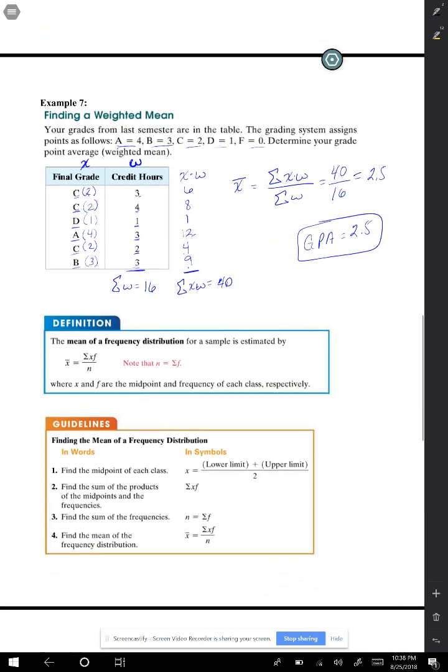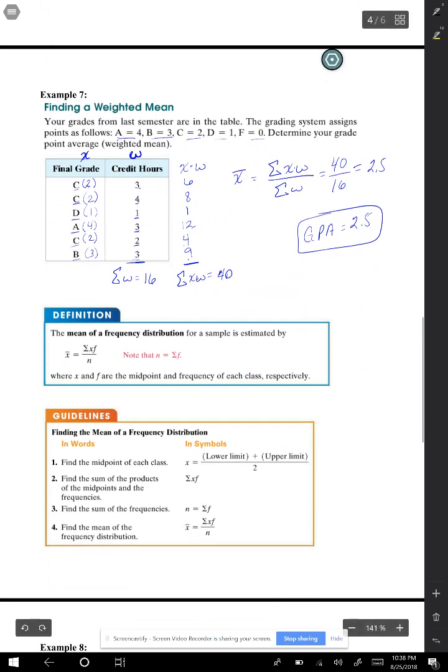The mean of a frequency distribution for a sample is going to be the sum of X times F. This occurs because a given X occurs multiple times. So rather than do it over and over again, we just do X times the number of times it occurs, and then again divide by N, the number in the sample. Note that N is the sum of the frequencies, because N is the total number of entries.